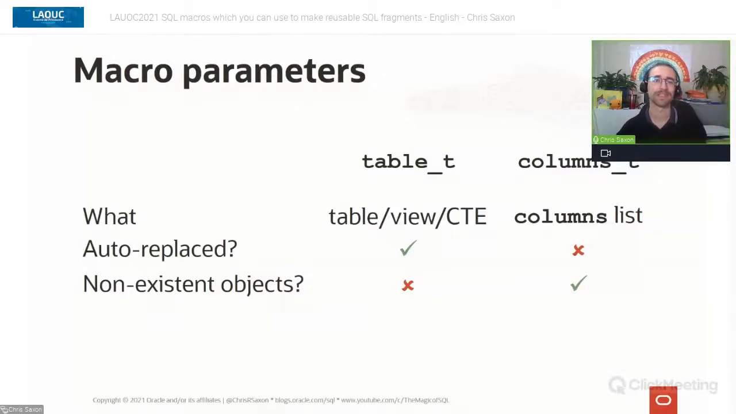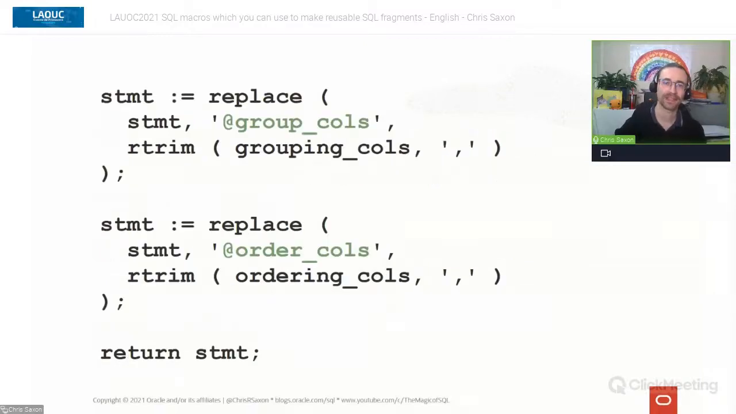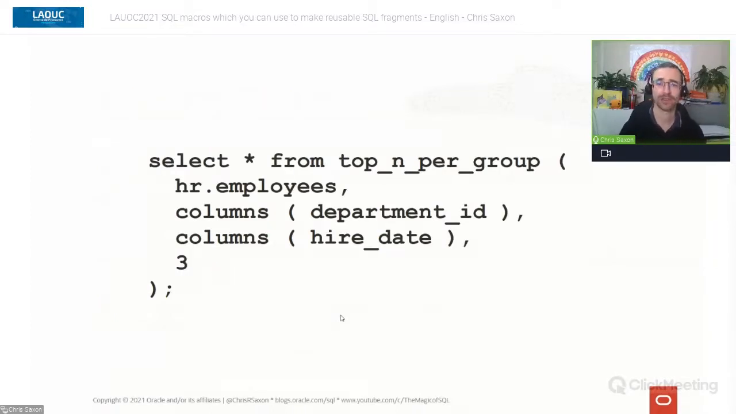What we need to do is iterate through those to build up our string of column names. So we can do something like this. We'll loop through them and build up a list of the grouping columns, the partition by columns, and the columns we're gonna sort by, the ones that are gonna appear in the order by. And then we can replace our at placeholders in the string with that. And then we'll just finally return that string. So having done that, we can then get our top three employees per department by running this.